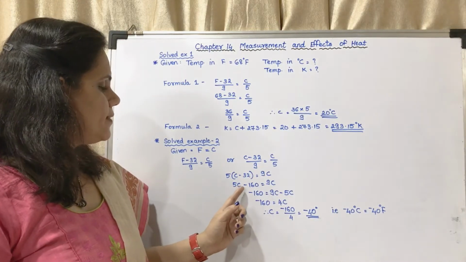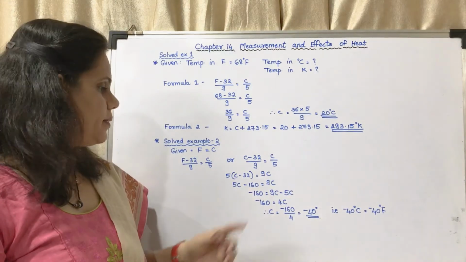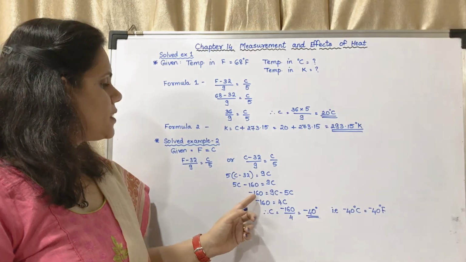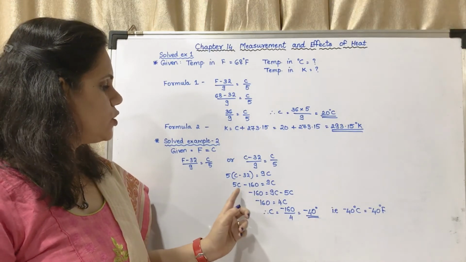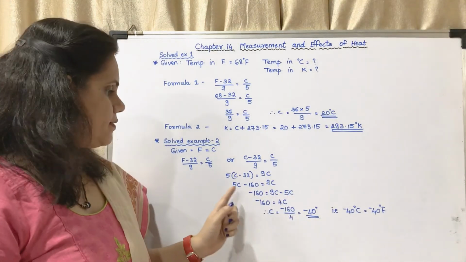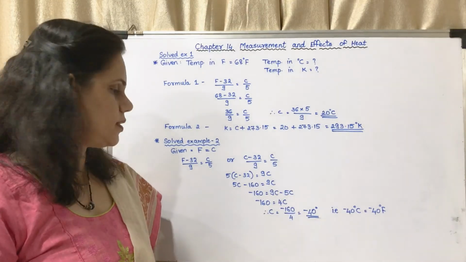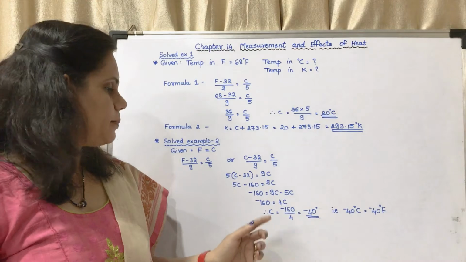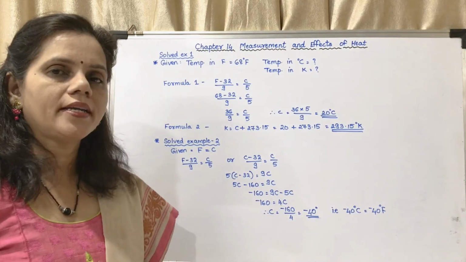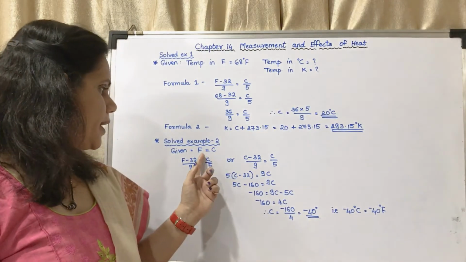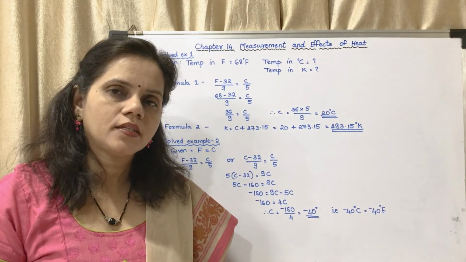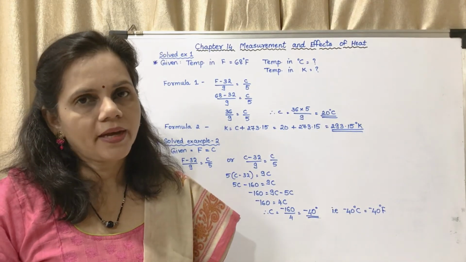So opening the brackets, 5C - 160 = 9C, or -160 = 9C - 5C. I took this 5C towards the right. -160 = 4C. That means C = -40. So we know that F = C. That means F also will be -40, C also will be -40.